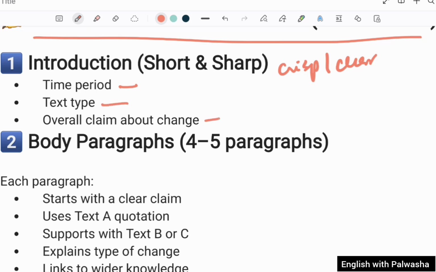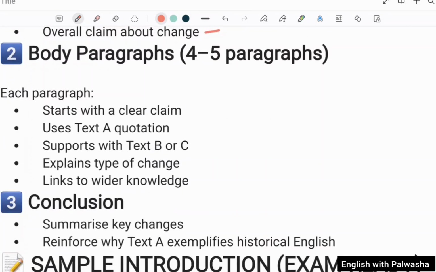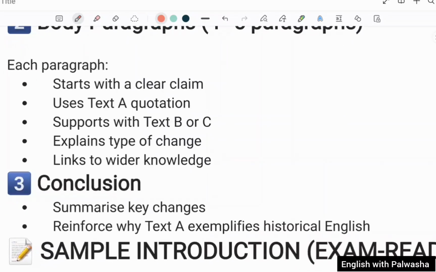Overall claim about change. Then the body paragraphs, 4 to 5 paragraphs. Each paragraph starts with a clear claim. Uses a Text A quotation. What kind of quotations are used there? What kind of wordings has the writer used? Supports with Text B or C.